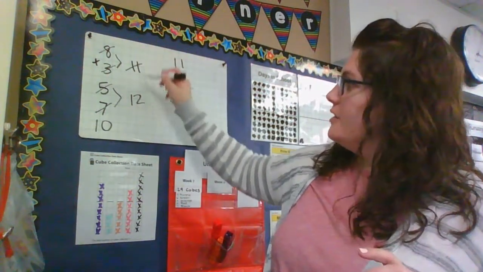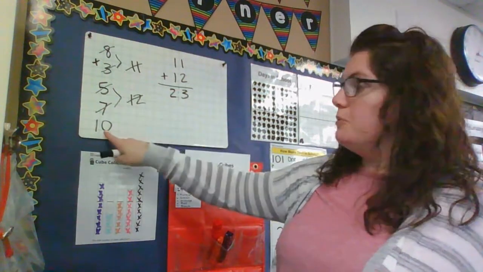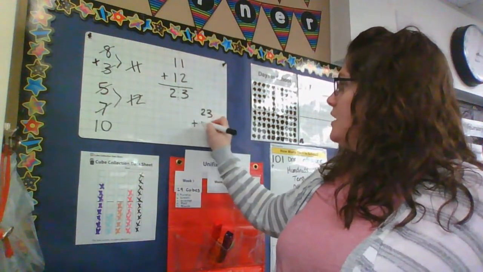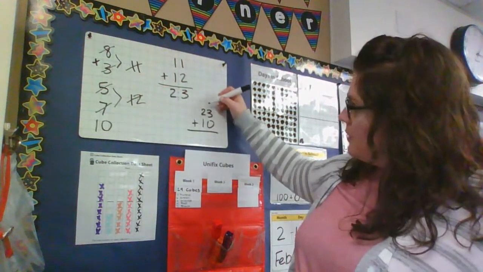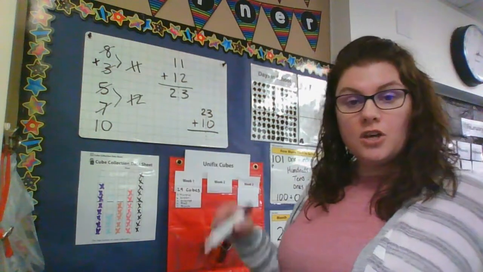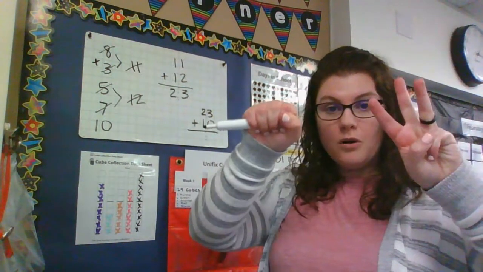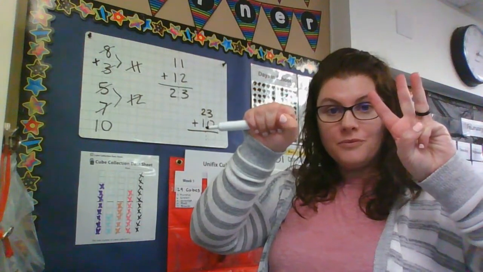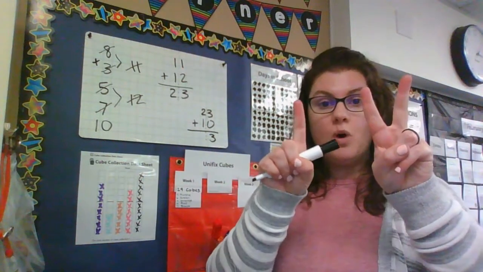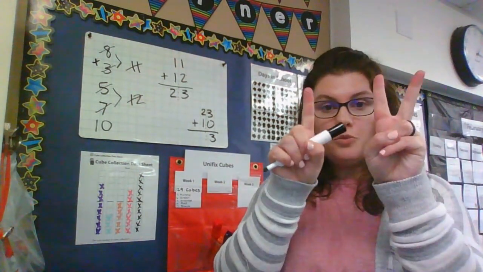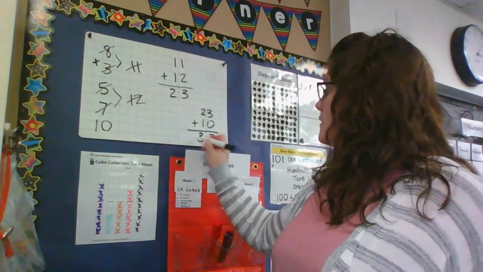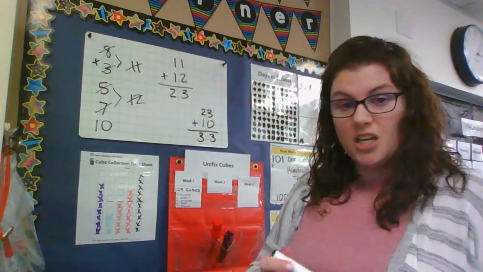Okay, so we added our 11 and our 12. Those numbers are done. So now we have 23, but we can't forget about this 10 over here. So now we're going to take our 23 plus our 10. So remember, we're going to draw this imaginary line, and we're only going to look at our ones place first. So we have 3 plus 0. What is 3 plus 0? 3. Good. And then we have 2 plus 1 equals 3. Awesome. So we have a total of 33 cubes collected this week.